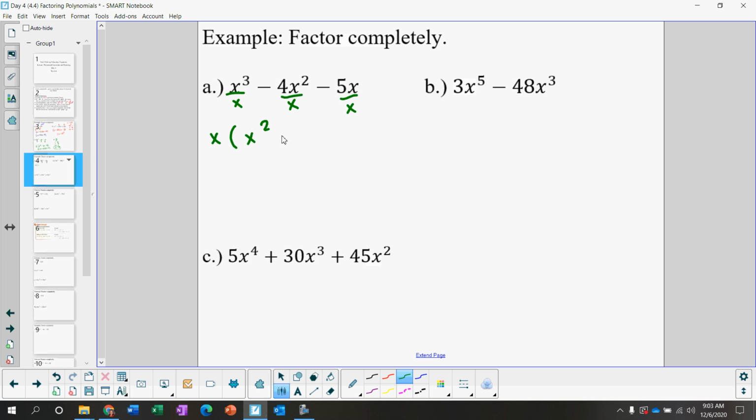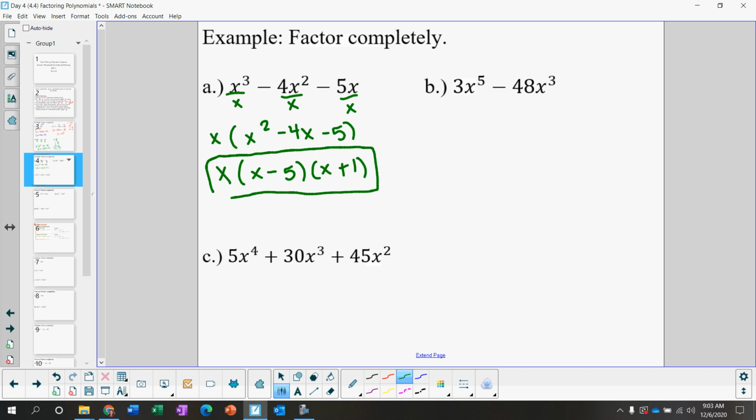So now we're left with x squared minus 4x minus 5. So the things that multiply to negative 5 that add to negative 4 are negative 5 and positive 1. So we have x minus 5, x plus 1, right? 5 times 1 is 5. Negative 5 plus positive 1 is negative 4. That's our answer.